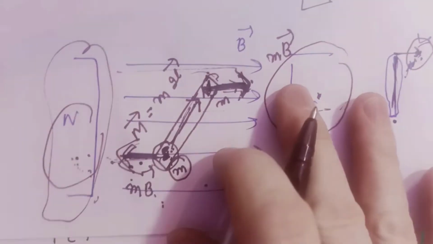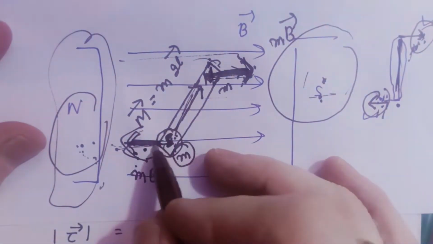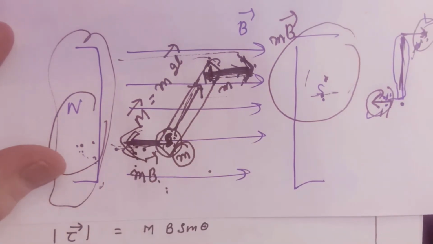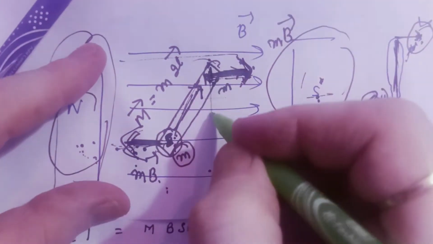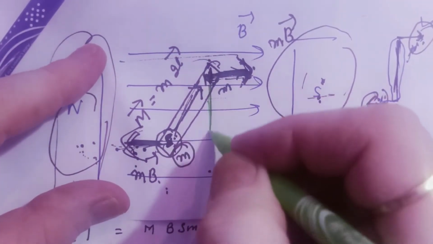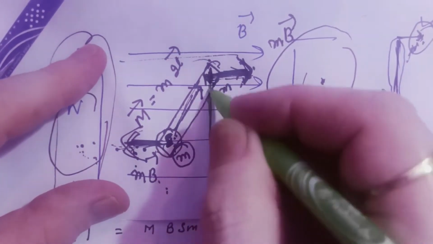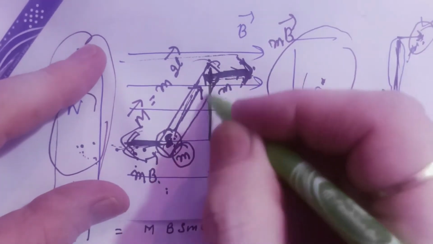So, there are two forces, equal and opposite, and they will constitute a torque. In torque, the perpendicular distance is necessary. So this is a perpendicular distance.